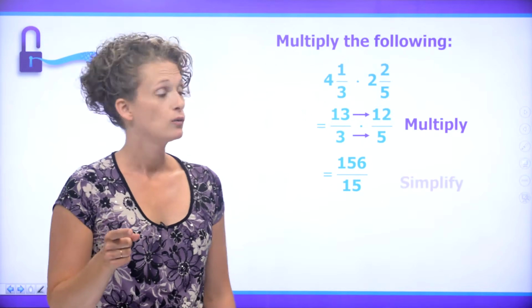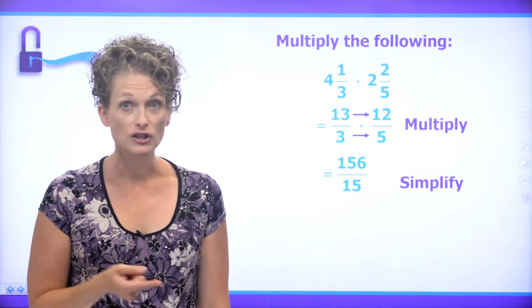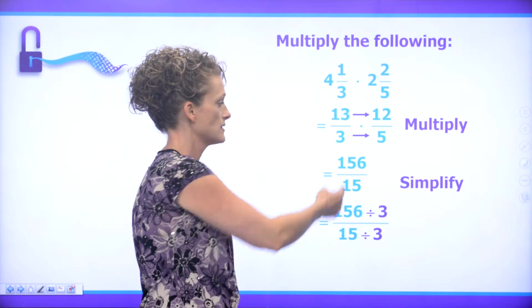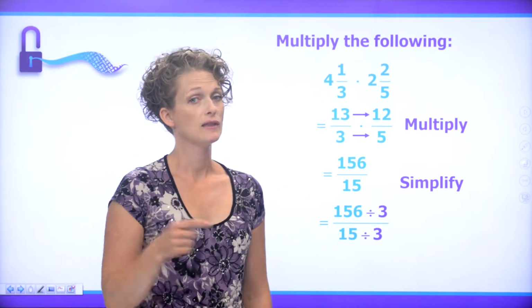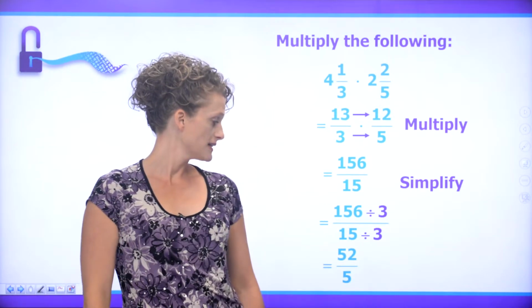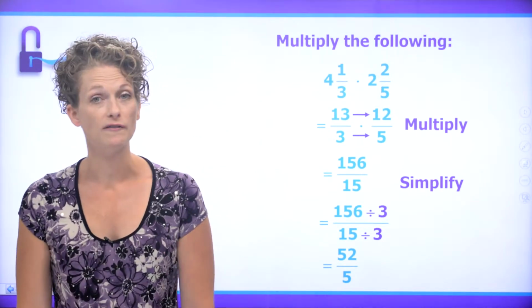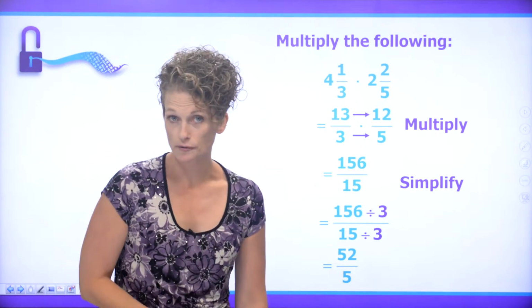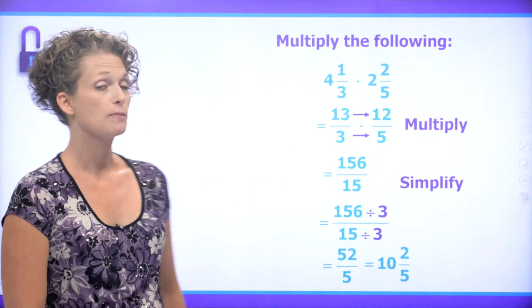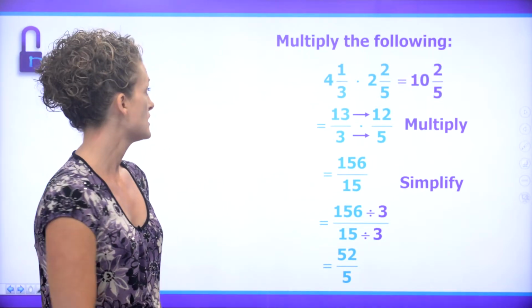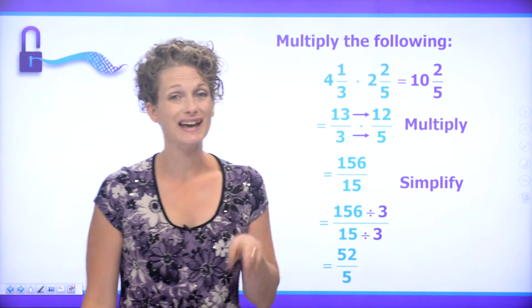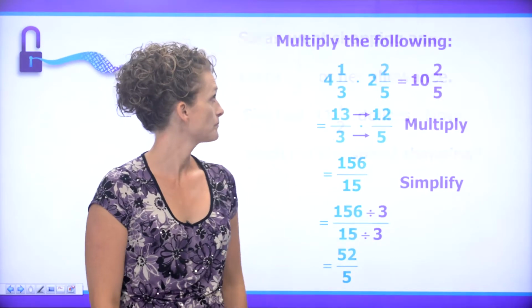Now again, we want to simplify. So we use our divisibility rules, and we find that the top is divisible by 3, and the bottom is divisible by 3. And if we do that division, we find that we get 52 over 5. Now you can leave it as 52 over 5, that's fine, or you can change it into a mixed number, which is 10 and 2/5. So here we have, multiply these two mixed numbers, we get 10 and 2/5.